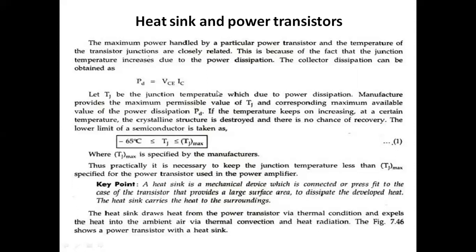Why are we using a heat sink? In order to dissipate the power, the temperature or heat, to the surroundings, we are using heat sinks. If the temperature keeps on increasing beyond a certain level, the transistor may get damaged and there is no chance of recovery. So that's why we connect a heat sink to the power transistor, and through that connection it delivers the extra temperature or heat to the surroundings.